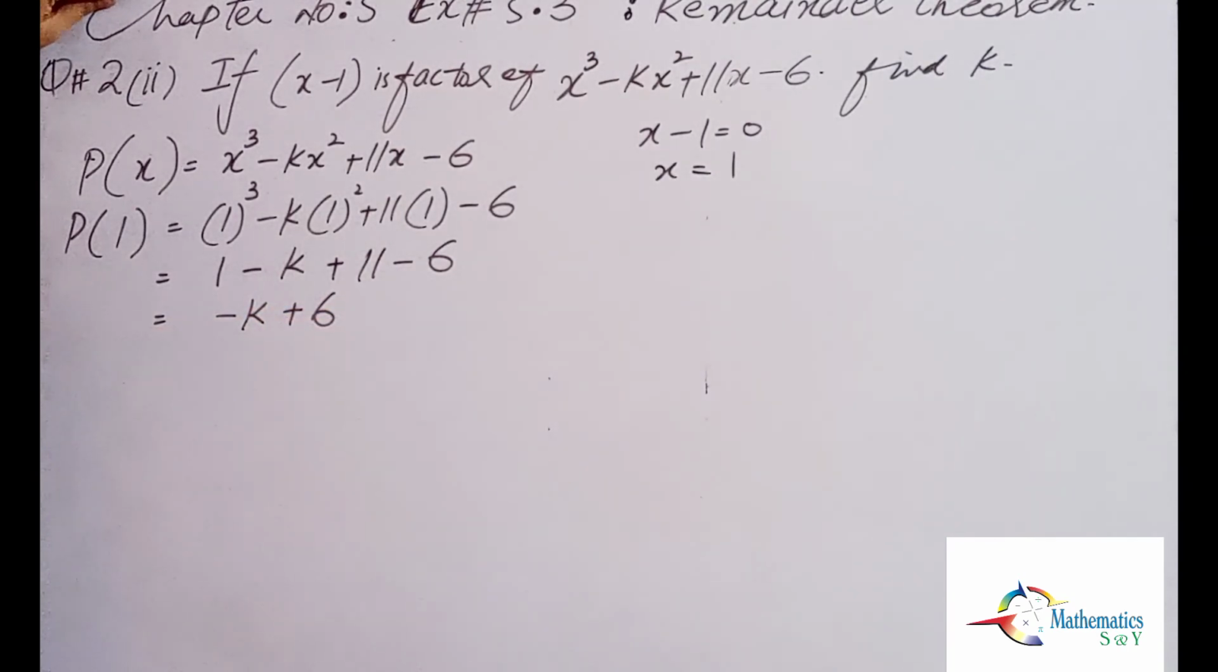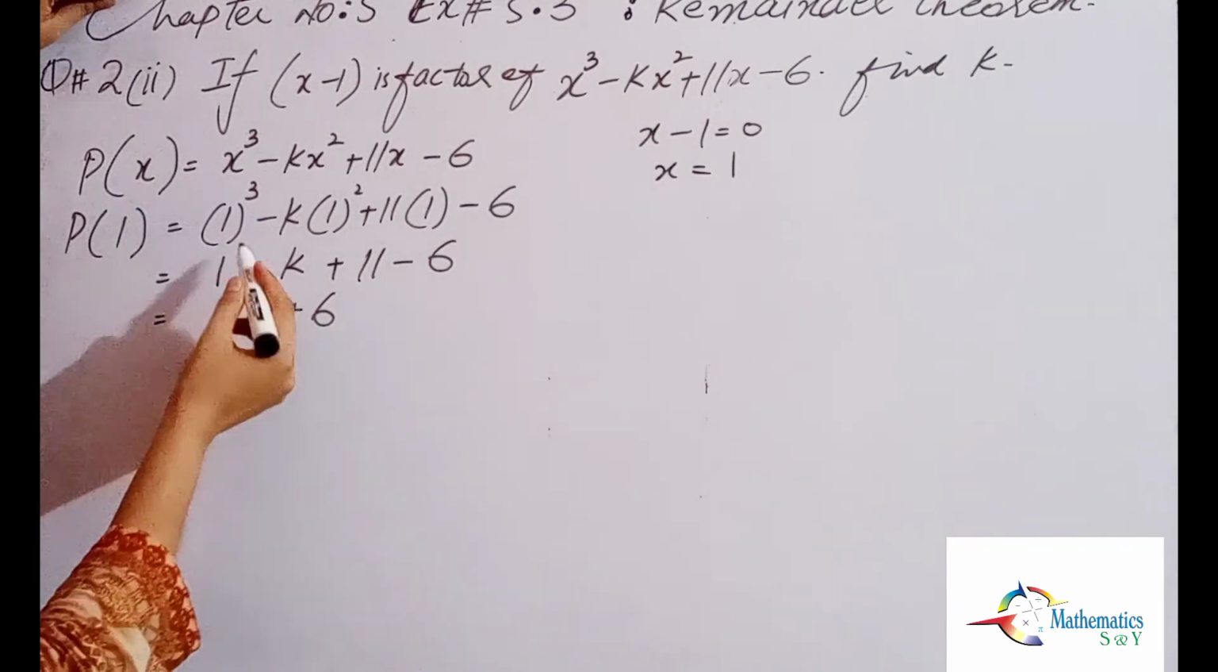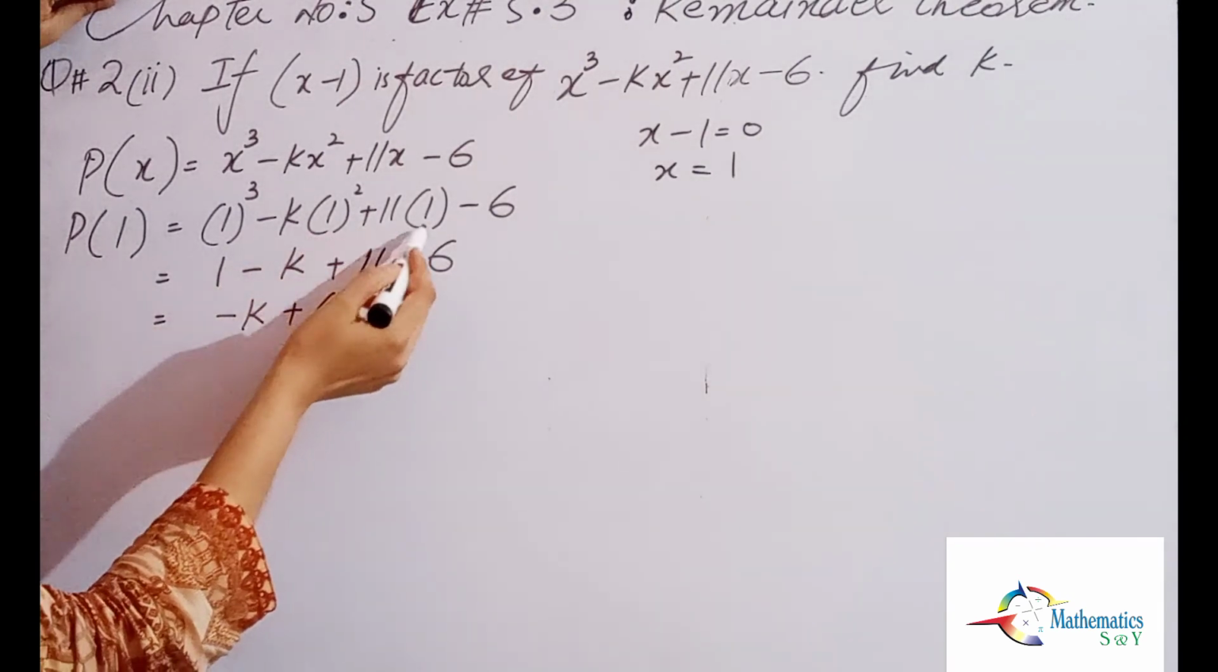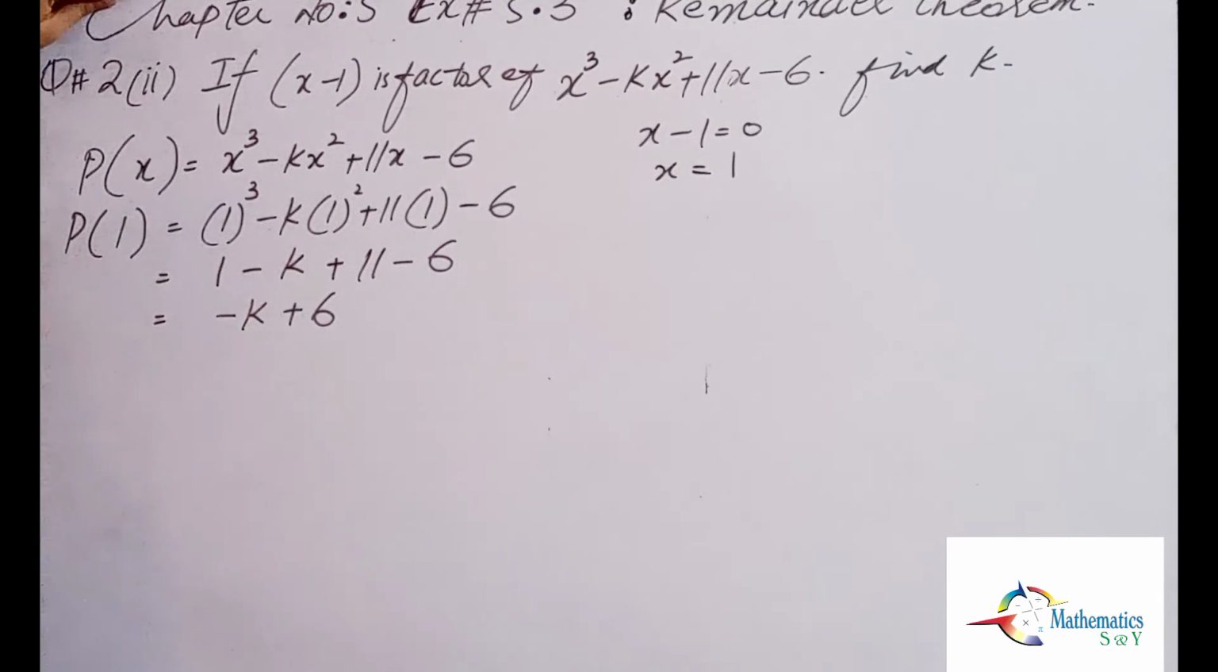Once again I will check for any correction. I have written the polynomial x cube minus kx squared plus 11x minus 6. Okay, that is okay. I have put here minus k times 1 squared plus 11 into 1 minus 6. Okay guys, this is correct. Further we are going to solve this.